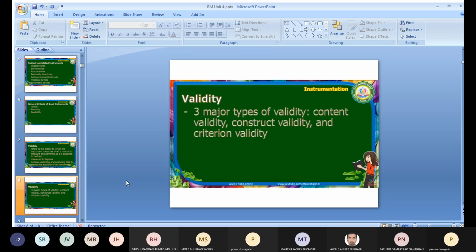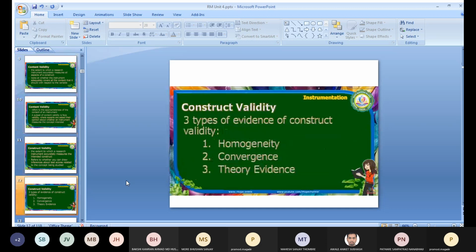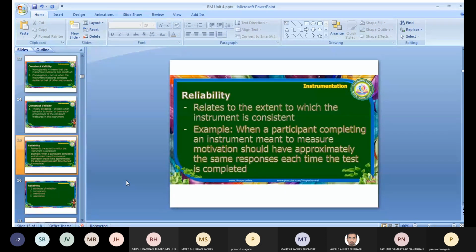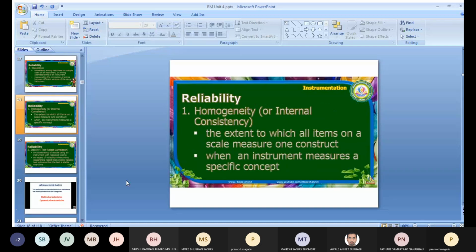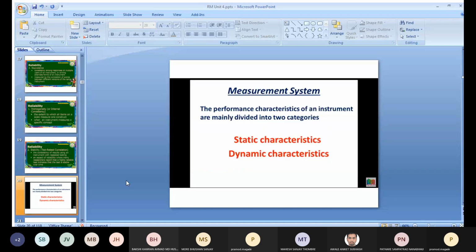So for validity, we have learned about the things. Then we have seen these are the types. Then reliability examples also I have given you. After that, we reach this point, that is the measurement system. In the measurement system, I told you there are two basic types of measurement, static characteristic and dynamic characteristic. These are the two major important measurement system types.